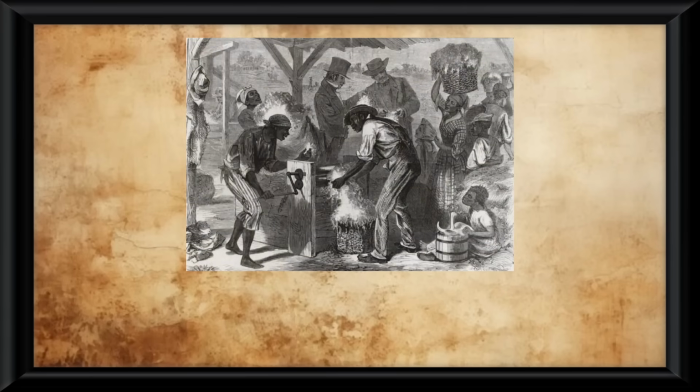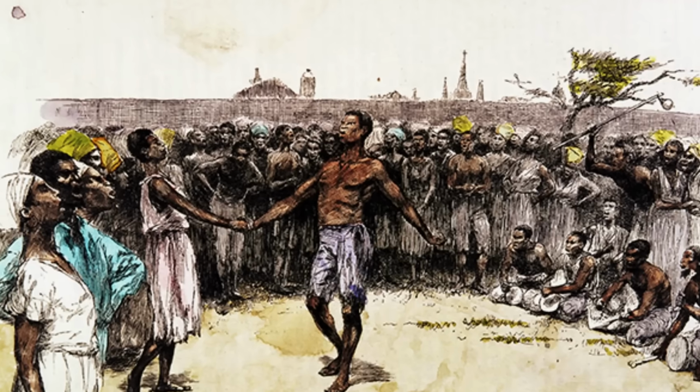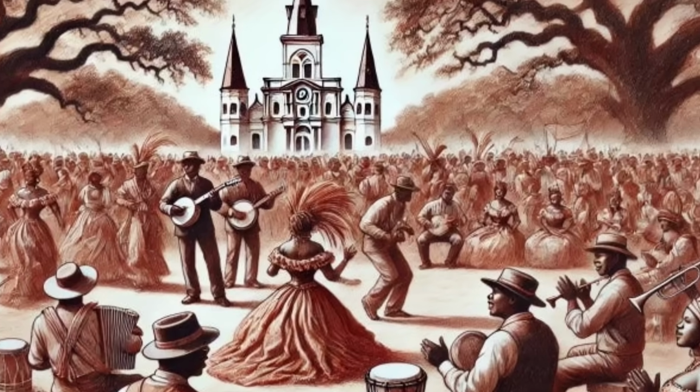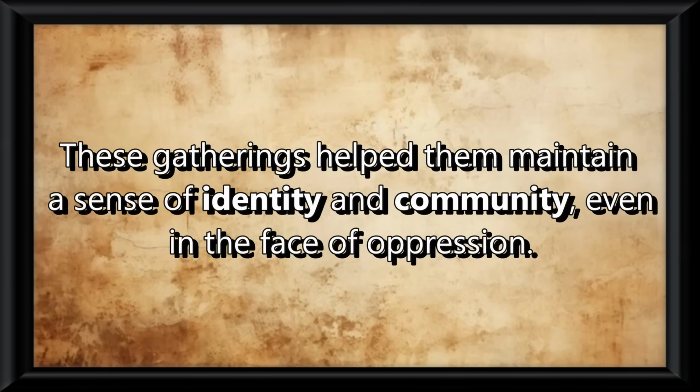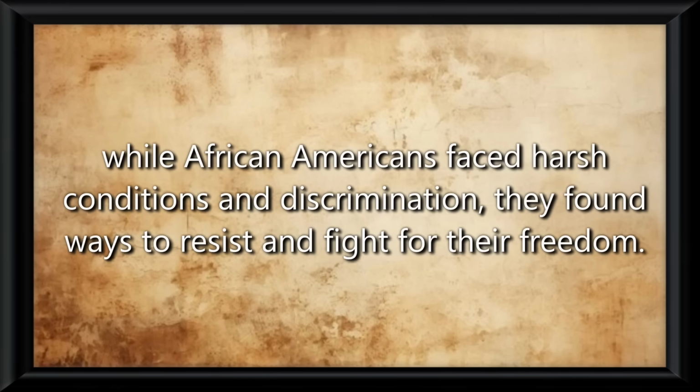But you have to understand, the biggest thing that helped these African Americans was their own spiritual commitment. For example, enslaved people in New Orleans gathered at Congo Square on Sundays to play music, dance, and preserve their cultural traditions. These gatherings helped them maintain a sense of identity and community, even in the face of oppression. So here's the line to take away from this whole video. While African Americans faced harsh conditions of discrimination, they found ways to resist and fight for their freedom.